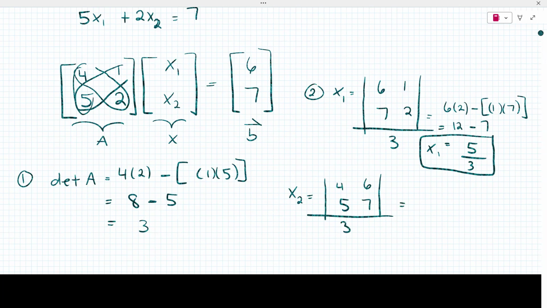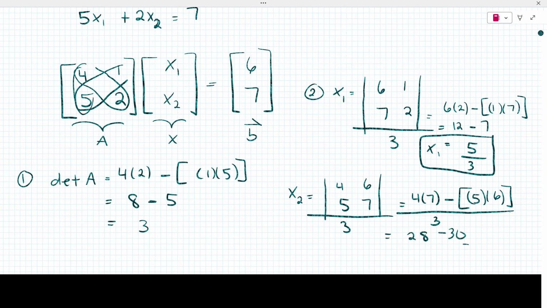Okay, so go ahead and clean this up. So this is going to be 4 times 7 minus 5 times 6, all over 3. So 7 times 4 is 28. 28 minus 30 all over 3. So x2 is going to be negative 2/3.